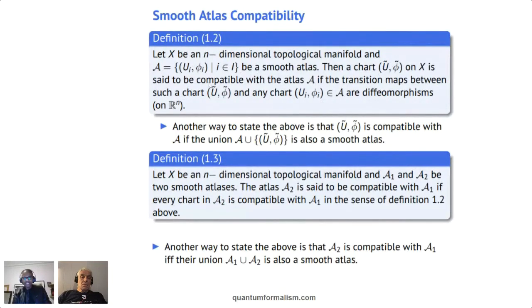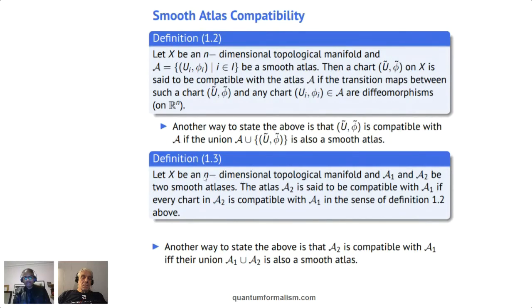So another way to say this, if this is too abstract or confusing, is this: if you take the chart U tilde, phi tilde, it is compatible with the atlas A if, when you take the union of the atlas A and this chart, the result is still a smooth atlas. Essentially it means that if you add this to the existing atlas, you don't destroy the smoothness. The atlas is still smooth. You will still generate another smooth atlas. If that happens, we say this is compatible with this.